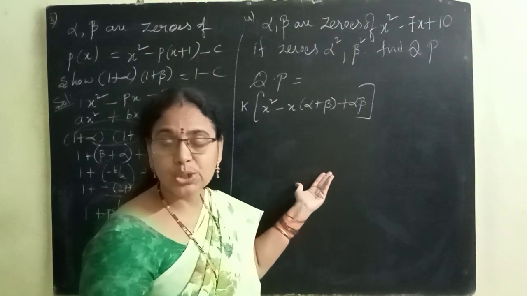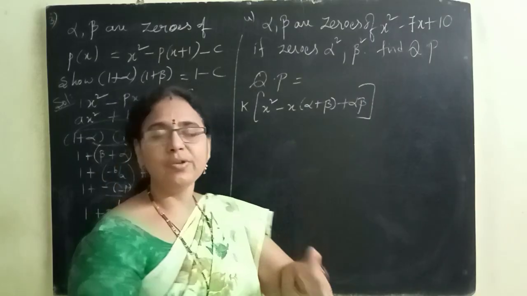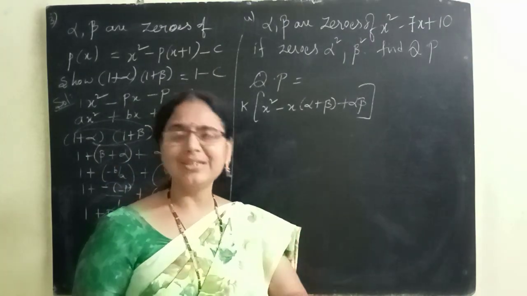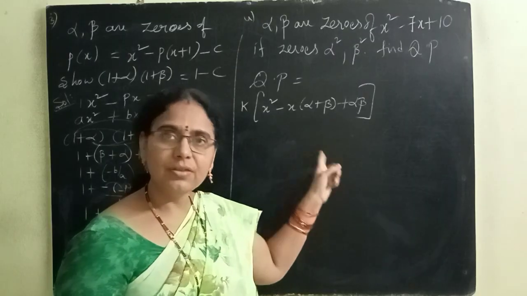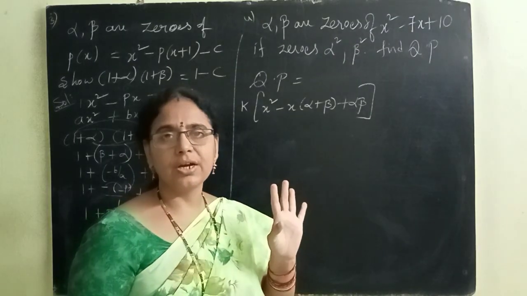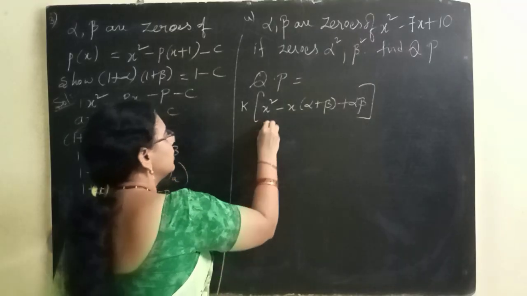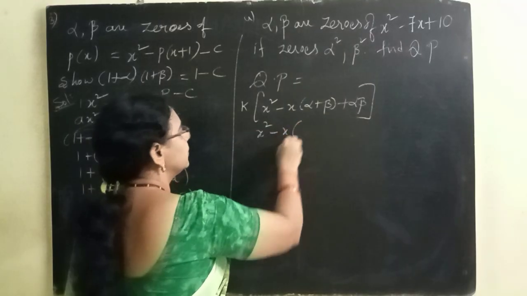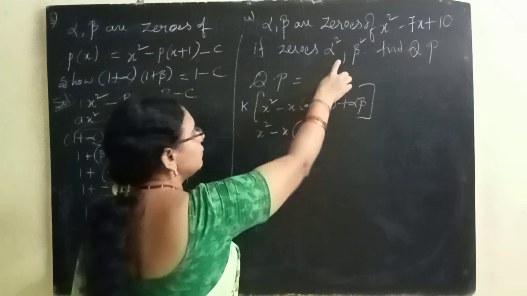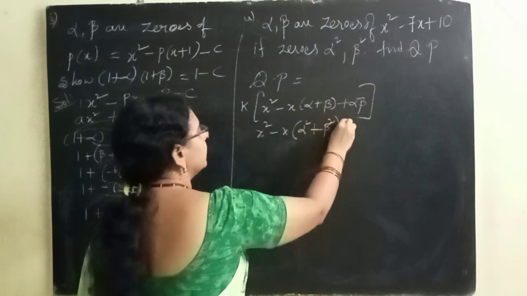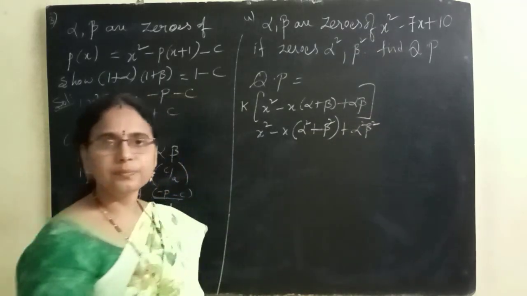Immediately when the question is find the quadratic polynomial, write the formulas. Wherever you have the chance for writing formulas, immediately write it. For that you will get some marks, as marks are allotted for the formula. So first you have to write the formulas. Now x square minus x into, instead of alpha, alpha square, instead of beta, beta square.